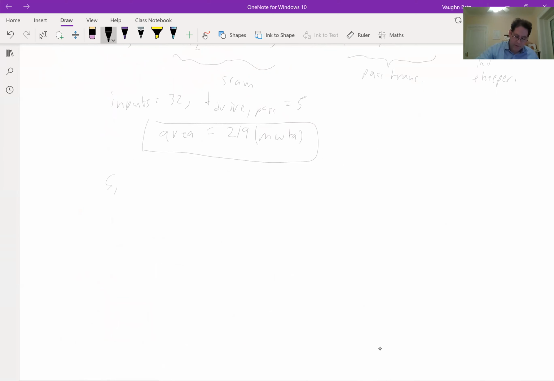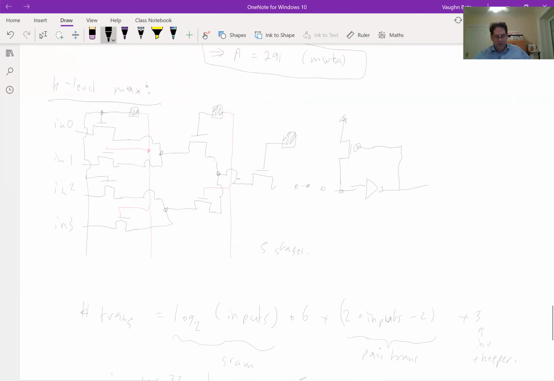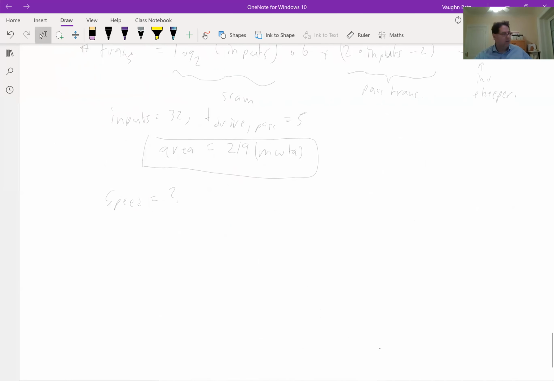What about speed? What do you think? Has this changed from a 1-level mux to, for 32 inputs, a 5-level mux? Is it going to be faster, slower, or no impact on speed? What do you think?